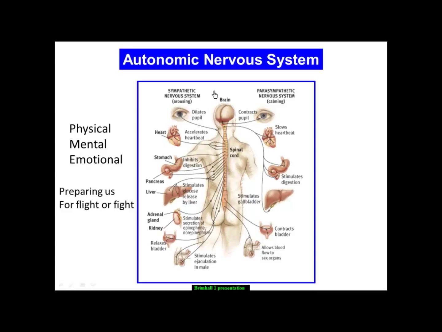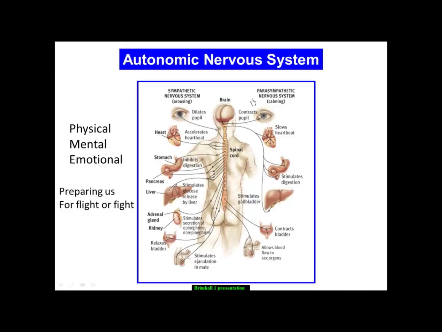Hopefully the stress is a short-lived situation, so we can then jump over to the parasympathetic side, where things are calming down, where the heart starts to slow down and blood pressure starts to come down. We start to stimulate digestion. This is where we have our healing taking place, where regeneration and healing takes place.